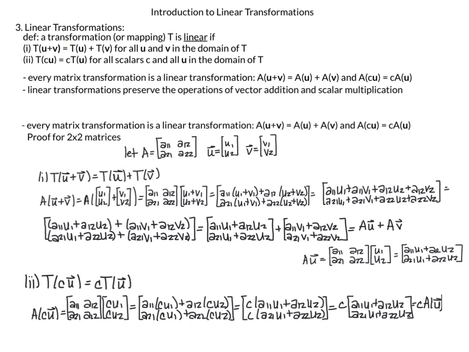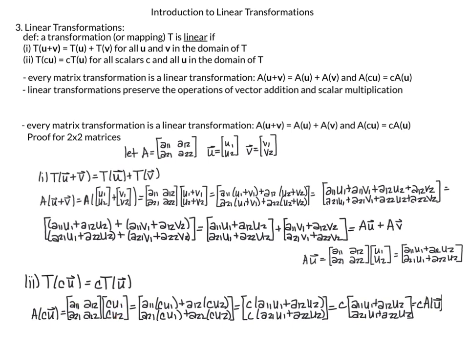So the second condition is T of Cu is equal to C T of u, and this one goes even faster. Oh, and by the way, I just kind of multiplied Au out, just to show that this last step was valid. Anyway, so T of Cu equals C T of u. So because our transformation is represented by the matrix A, A of Cu is equal to A times C times U1, Cu2.